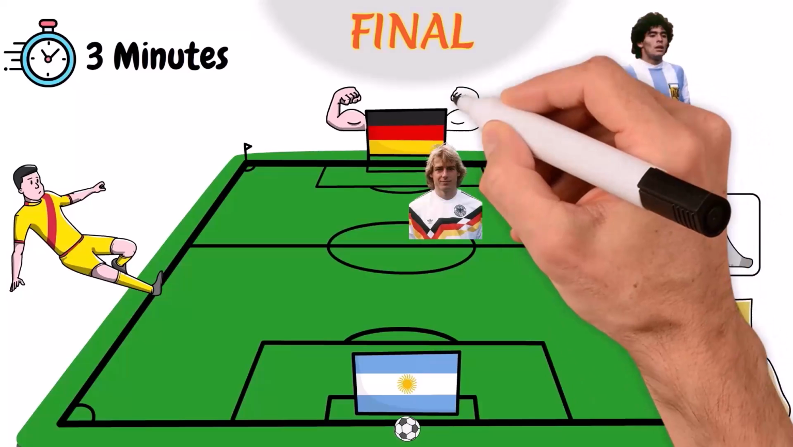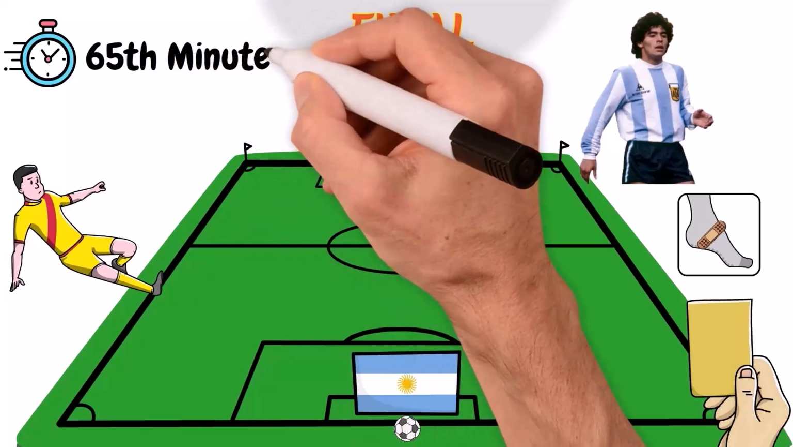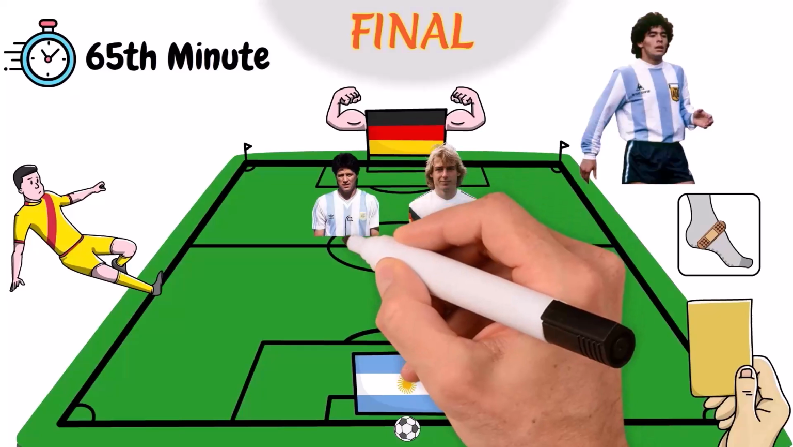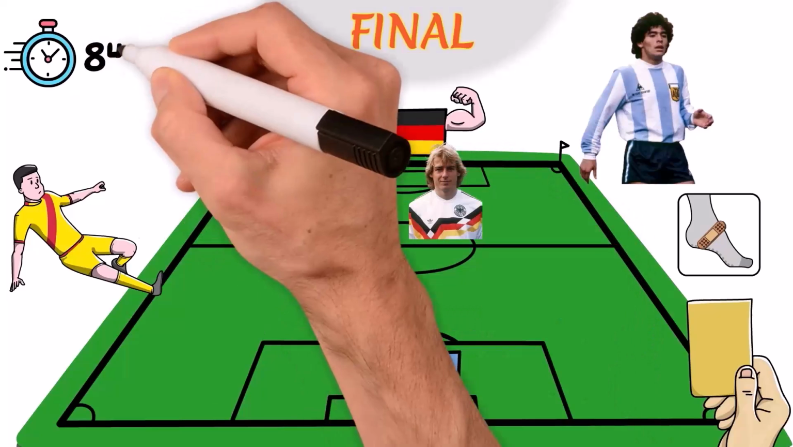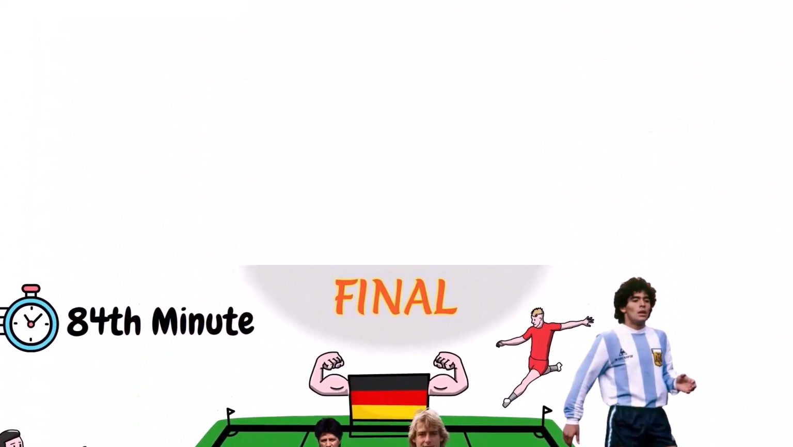Germany continued to dominate the second half and created chances. In the 65th minute, substitute Pedro Monzon created another first. After a studs-up lunge brought Matthäus down, he became the first player to be sent off in a World Cup final. In the 84th minute, Germany was awarded a questionable penalty.